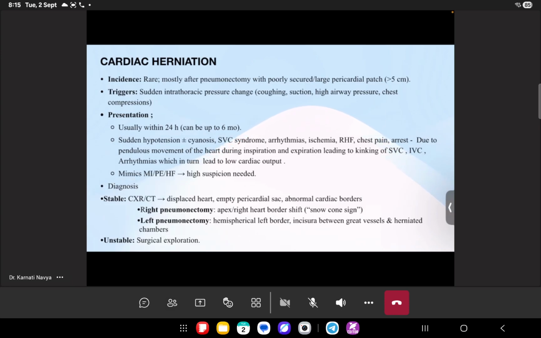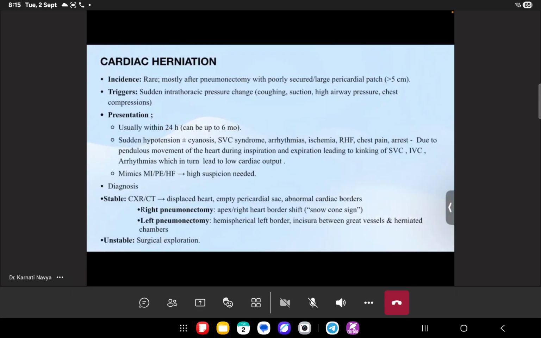They present with sudden hypotension with or without cyanosis, SVC syndrome, arrhythmias, ischemia, right heart failure, chest pain, and sudden arrest. This is due to pendulous movement of the heart during inspiration and expiration, leading to kinking of the SVC and IVC, and also arrhythmias, which in turn lead to low cardiac output and low urine output. It also mimics MI, pulmonary embolism, or heart failure.